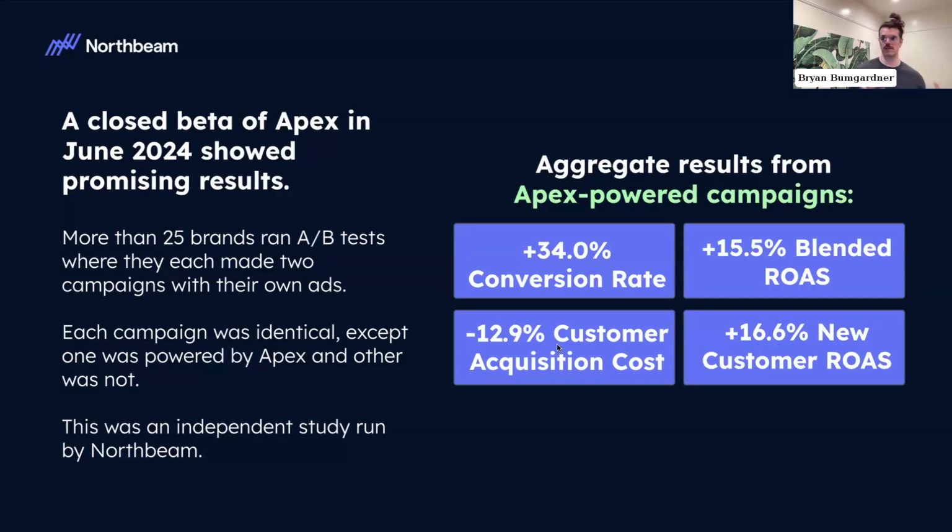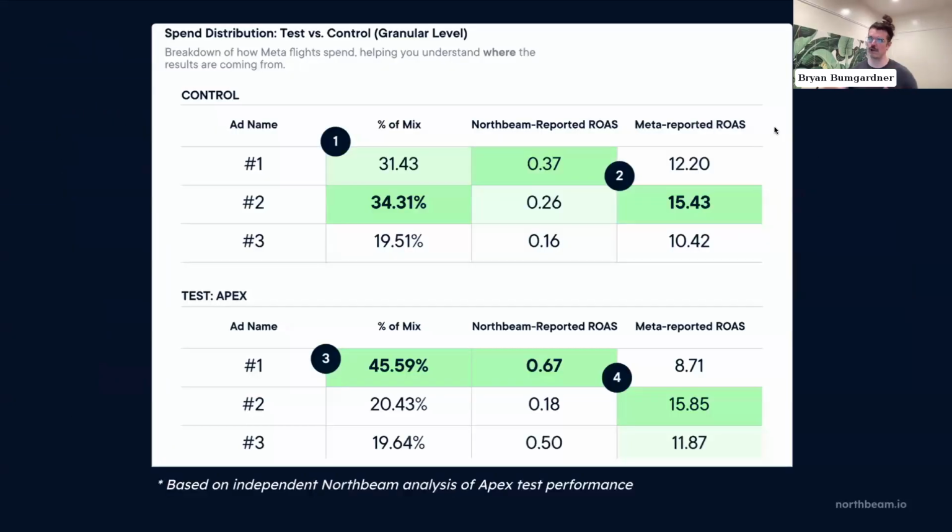So it's pretty stunning, and we were like, all right, so we know that this works. We know that this is a significant change in how your Meta account is going to behave, and we know there's great opportunity for results here, right? So how exactly was this thing working? Well, what was happening was spend was being distributed differently between the control and the test campaigns.